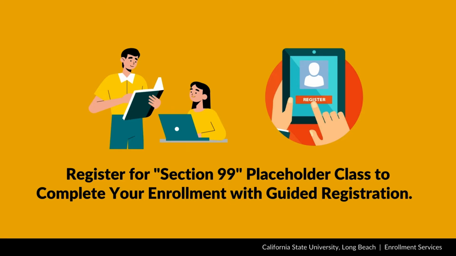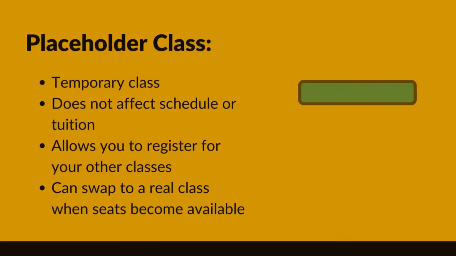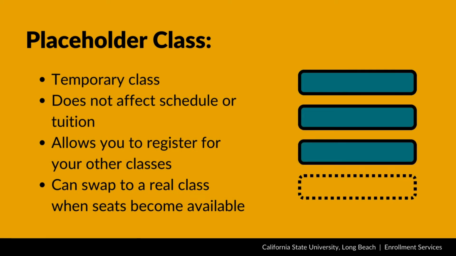The placeholder class allows you to temporarily fulfill a guided registration requirement so that you may register for your other classes. Section 9.9 placeholder classes for guided registration English and math classes are only available when all other sections are full. Remember, a Section 9.9 placeholder class is temporary and not considered a real class. It is 0 units and does not affect your tuition and fees.